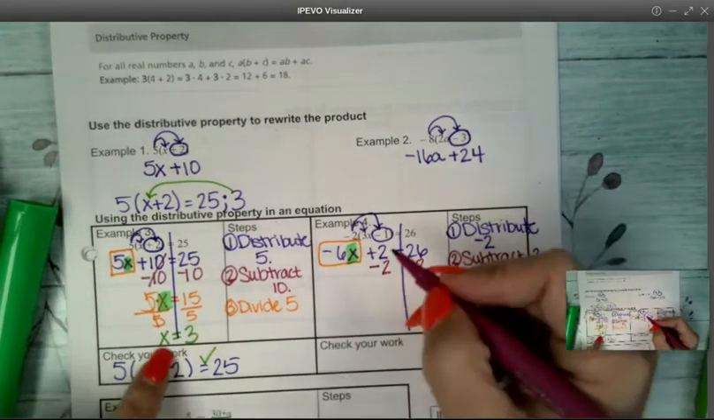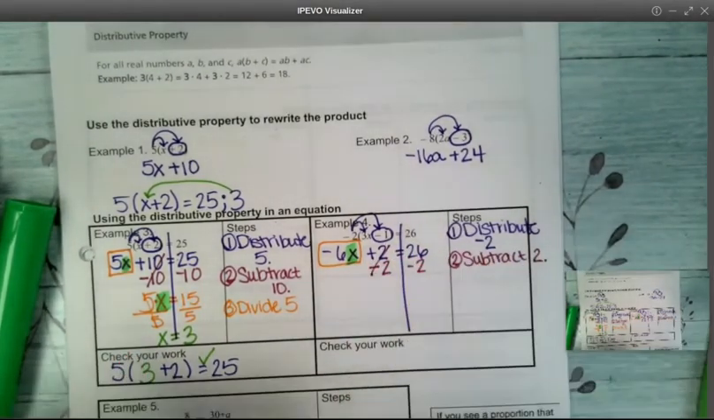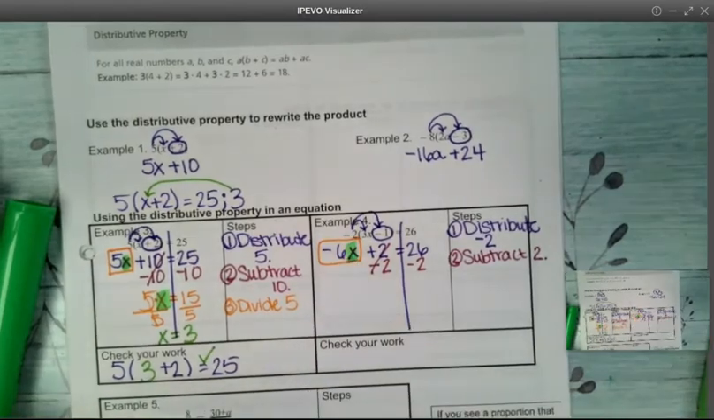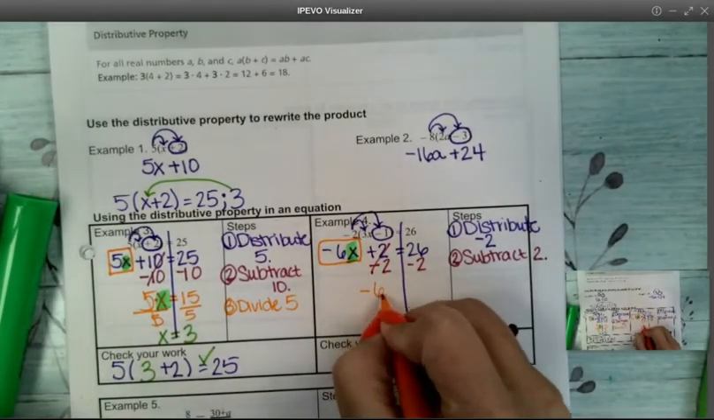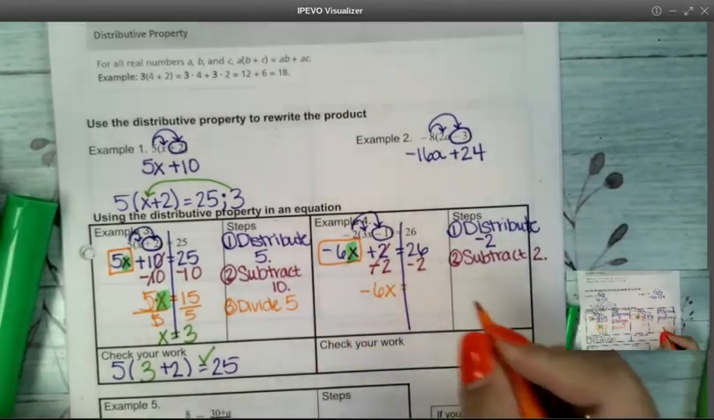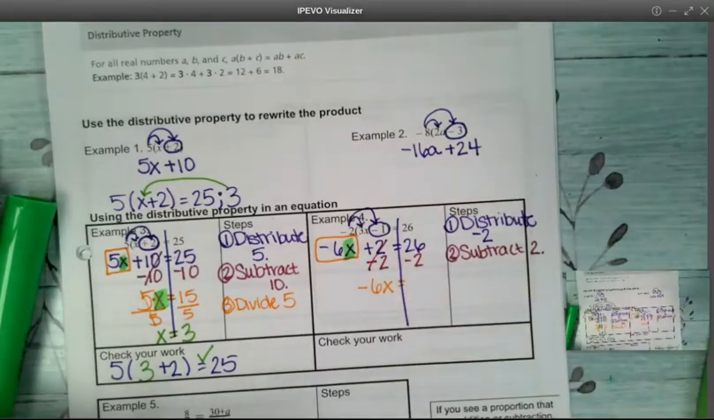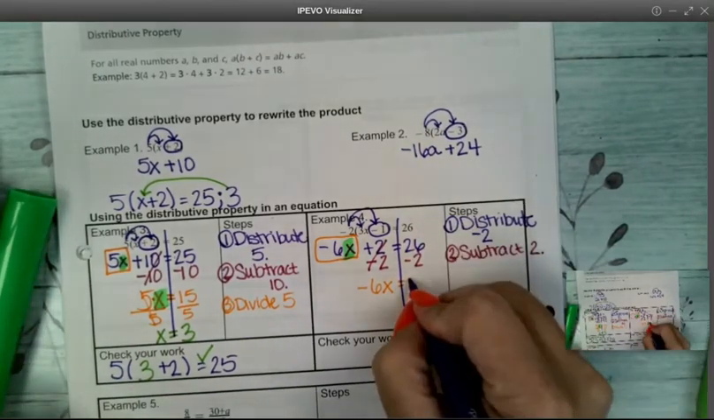When I subtract 2, +2 minus 2 is 0. I'm left with everything in my orange box, so I'm going to bring it down, -6x. That's going to be equal to 26 take away 2, which is 24.